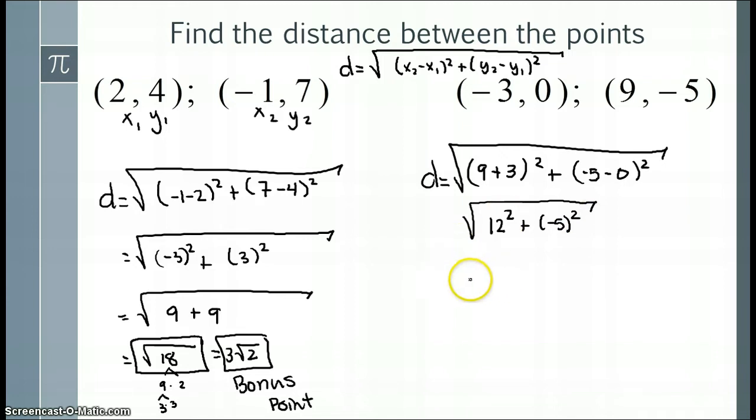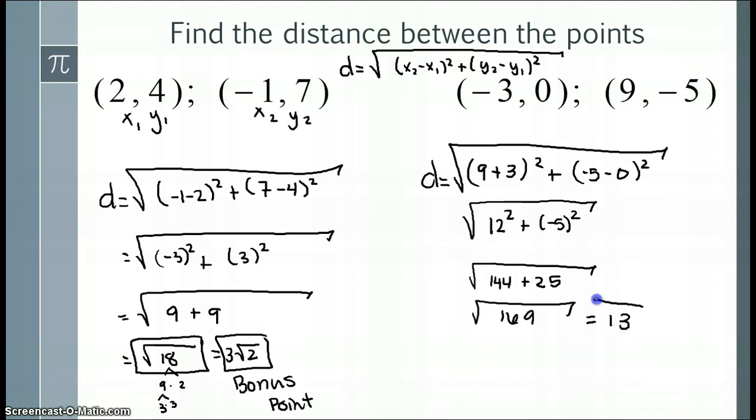12 squared gives me 144 plus 25 for -5 squared, which is going to give me the square root of 169, which is 13. If my radical comes out pretty, you need to tell me what that is. You can only leave radicals if they're kind of ugly.